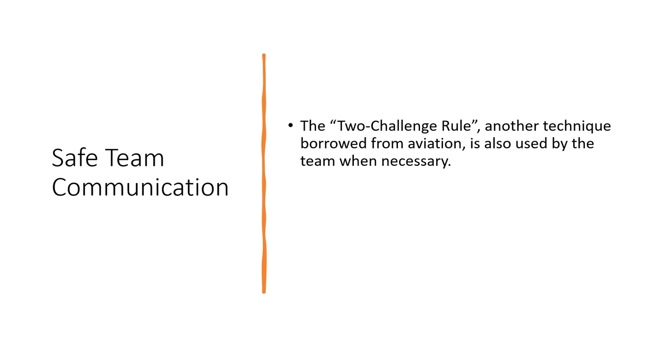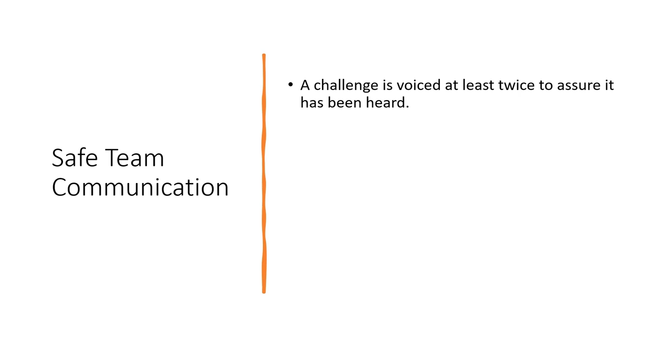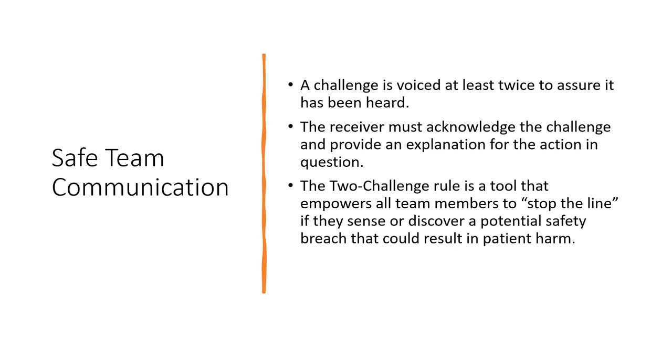The two-challenge rule, another technique borrowed from aviation, is also used by the team when necessary. With the two-challenge rule, team members are responsible for questioning all actions that might place the patient at risk. A challenge is voiced at least twice to assure it has been heard. The receiver must acknowledge the challenge and provide an explanation for the action in question. The two-challenge rule is a tool that empowers all team members to stop the line if they sense or discover a potential safety breach that could result in patient harm.